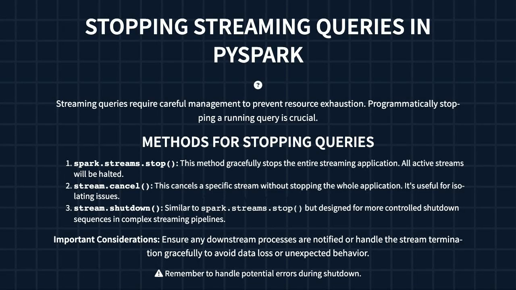Okay, let's talk about stopping streaming queries in PySpark. It's really important to know how to do this programmatically, because if you don't, your application can just keep running and eating up all your resources. There are a few ways you can stop a query. The easiest is Spark streams stop, which will halt everything. However, sometimes you only want to stop one specific stream without shutting down the entire app. For that, use stream cancel. And for more complex pipelines which shut down sequences, stream shutdown is your friend. Just remember to handle any potential errors during this process and make sure downstream processes know what's happening.